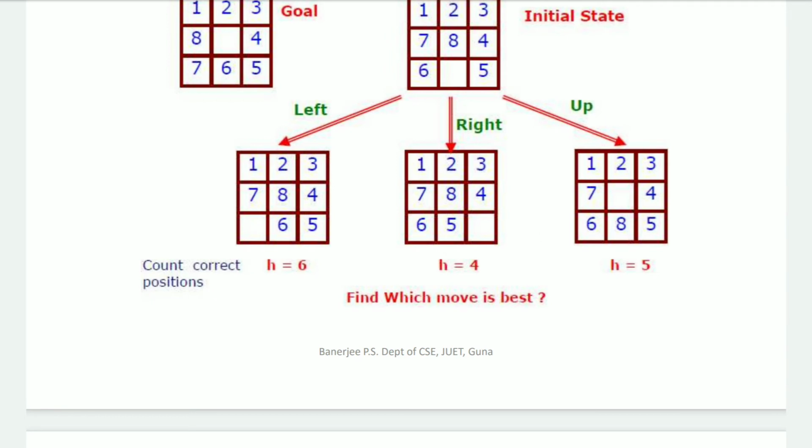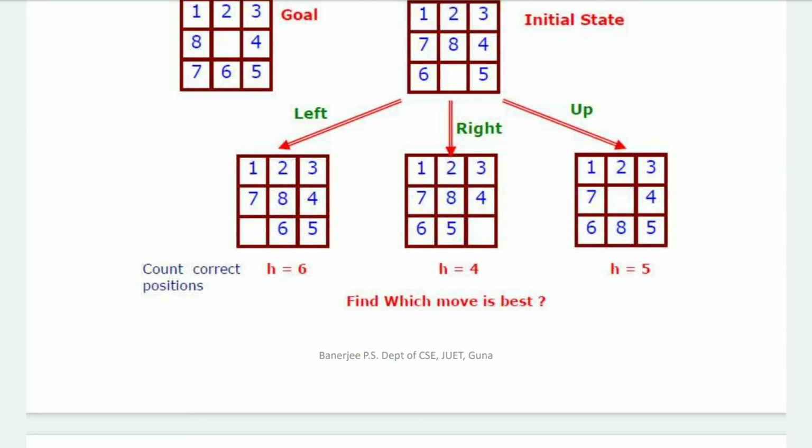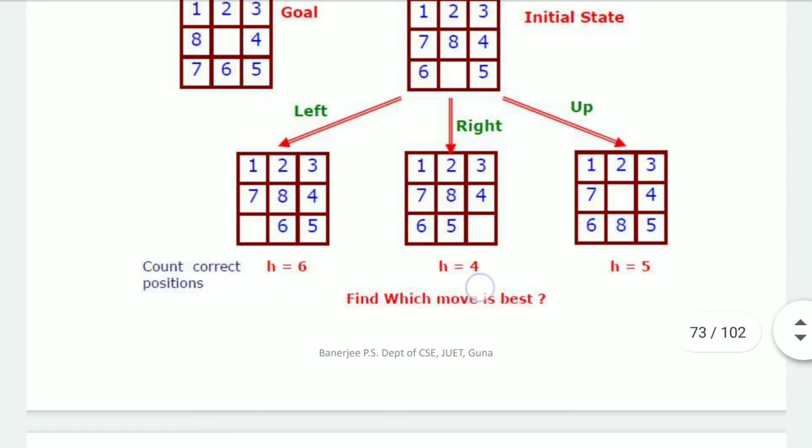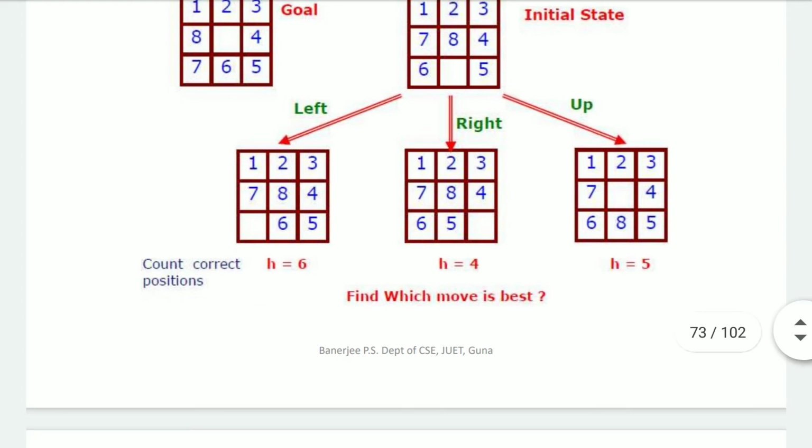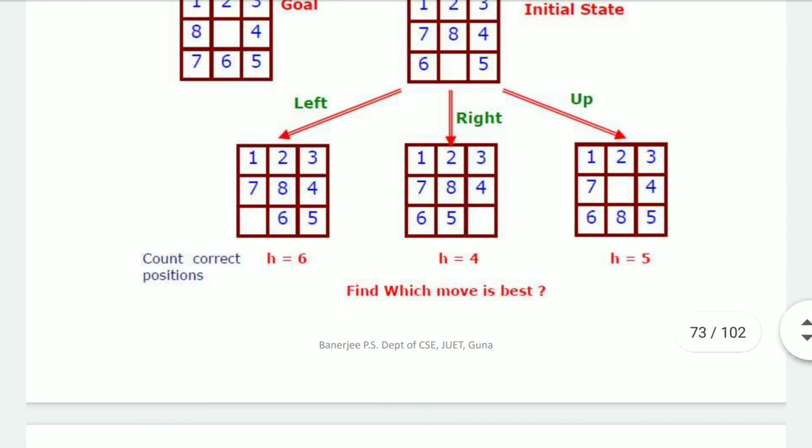You can see here that there is something written as count the correct positions, and there is a value called H. There is a value of H here for left, H here for right and H here for up. You can see here that H is having a value of 6, H is having a value of 4, and H is having a value of 5. Nice. Now what are these values? H are the heuristics, right?